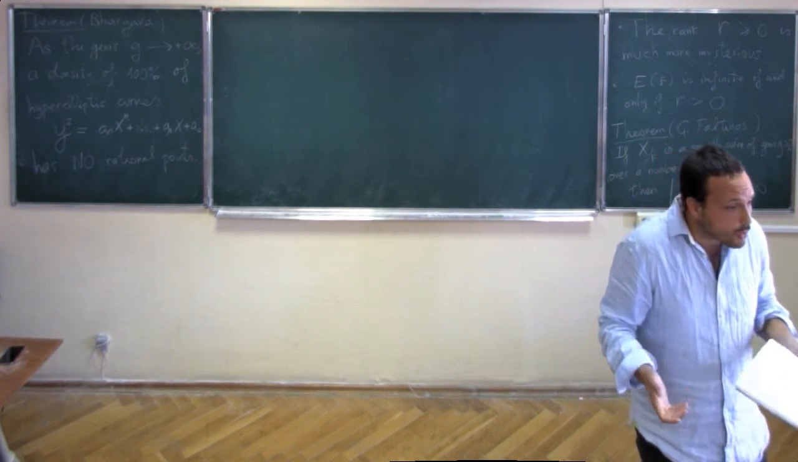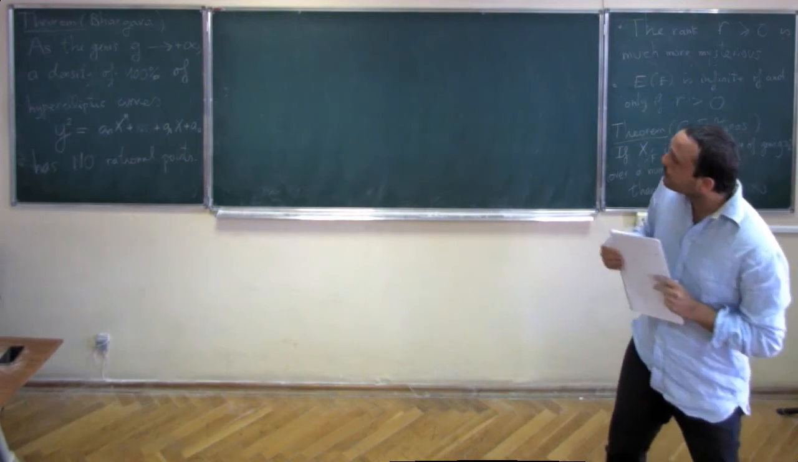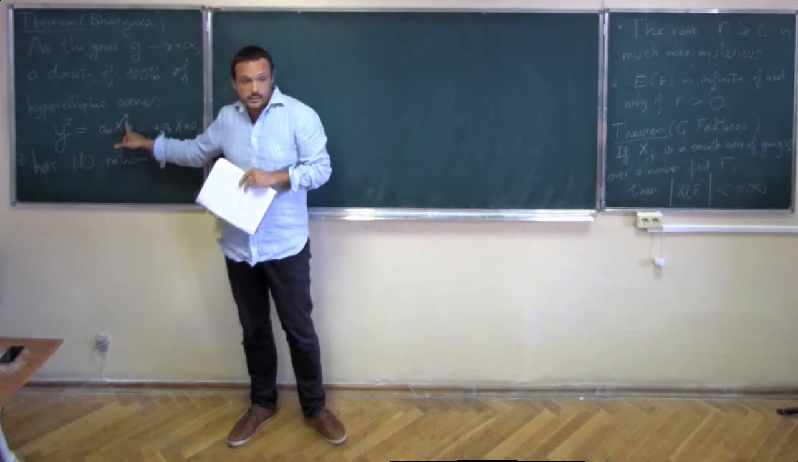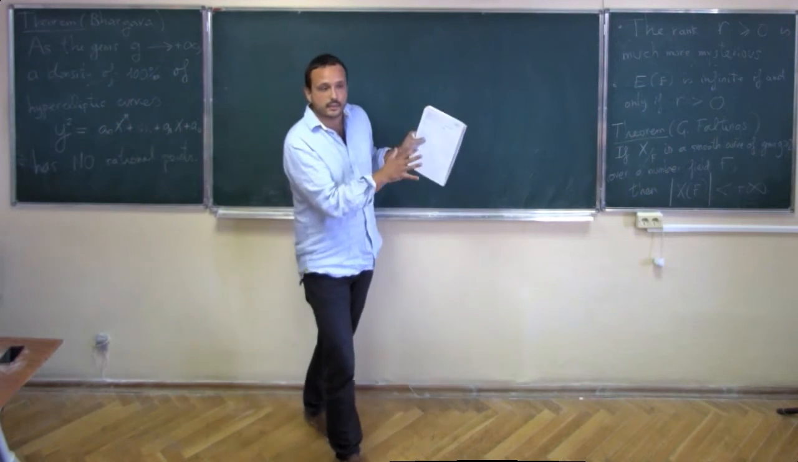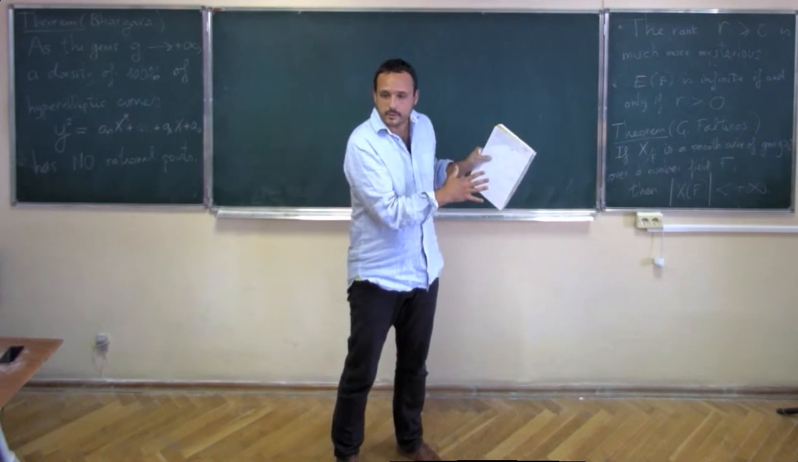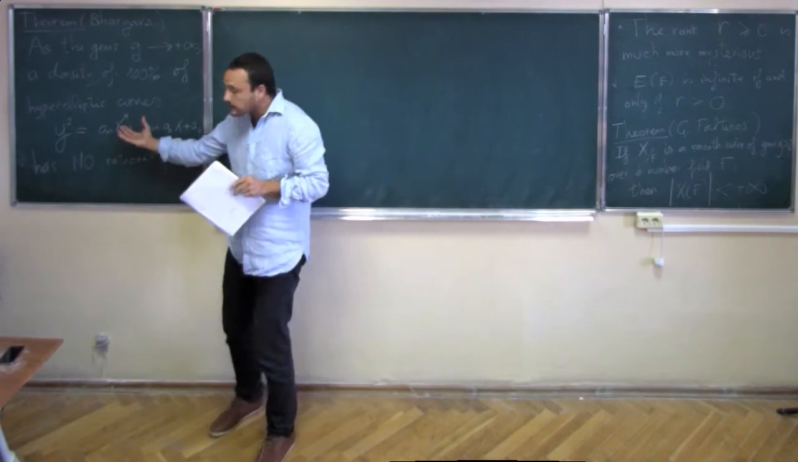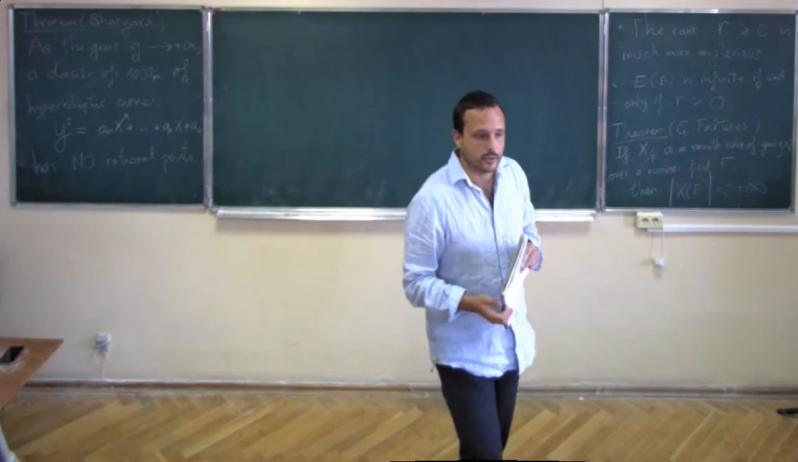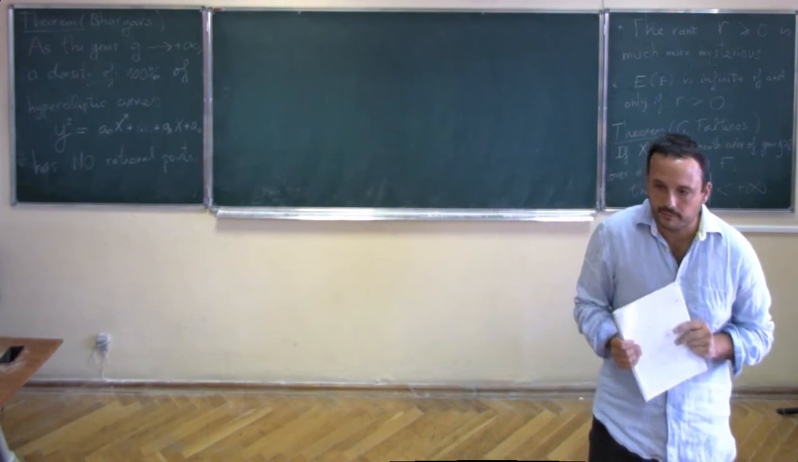So in simple words, when you look at these equations, if n is 3, this is an elliptic curve, and this will be the source of all our problems. But when n grows, it's very difficult for them to have rational points over a number field. Okay?